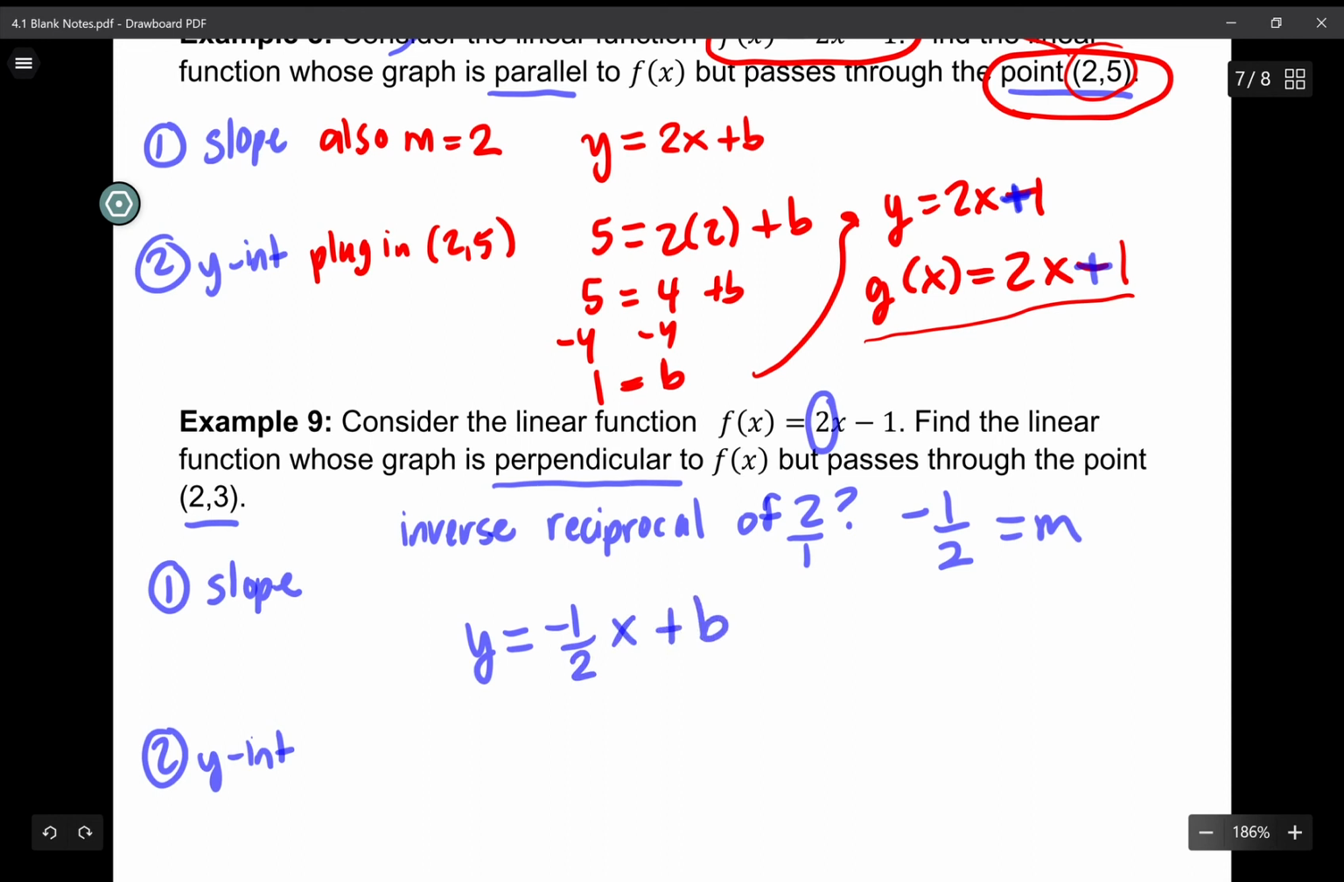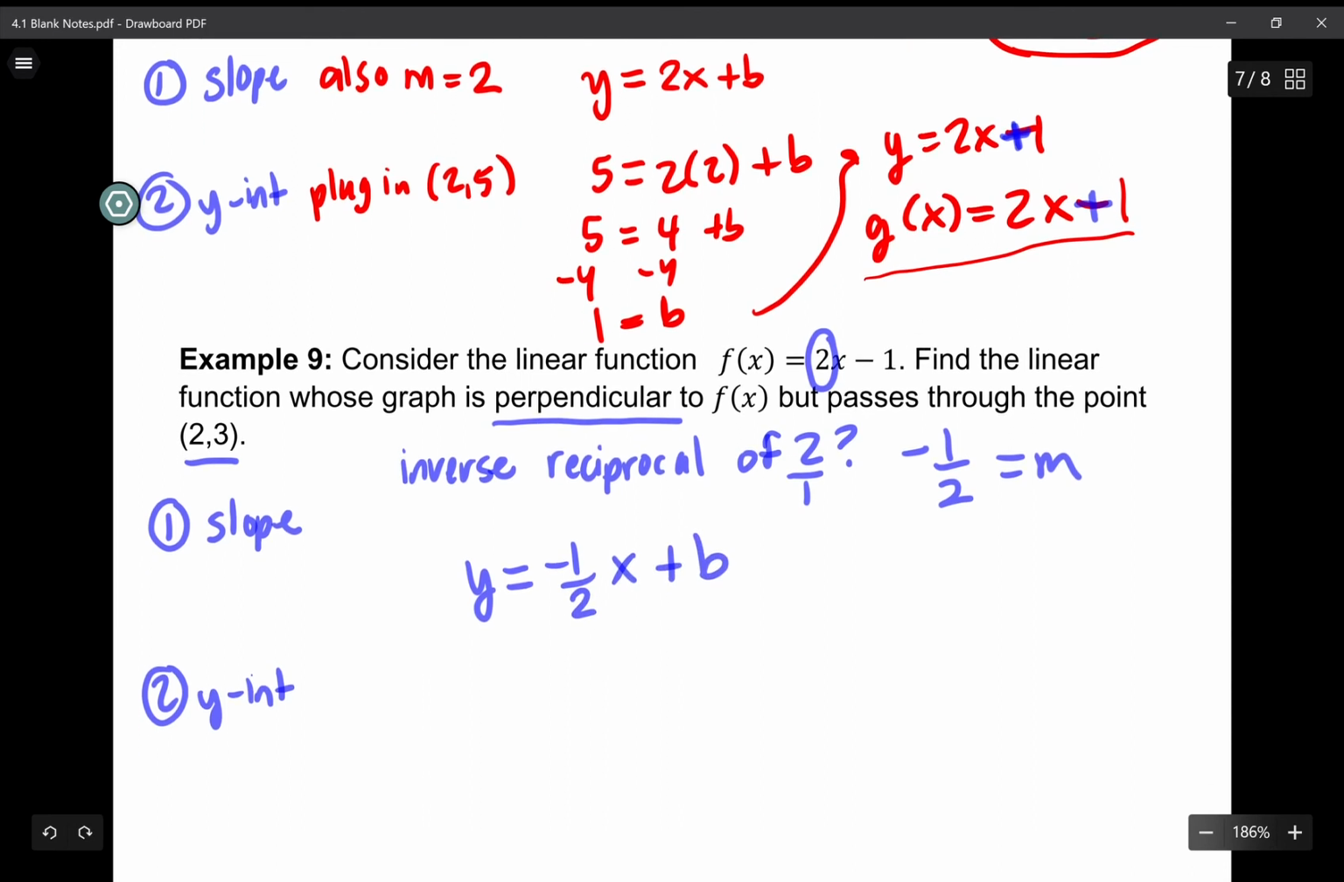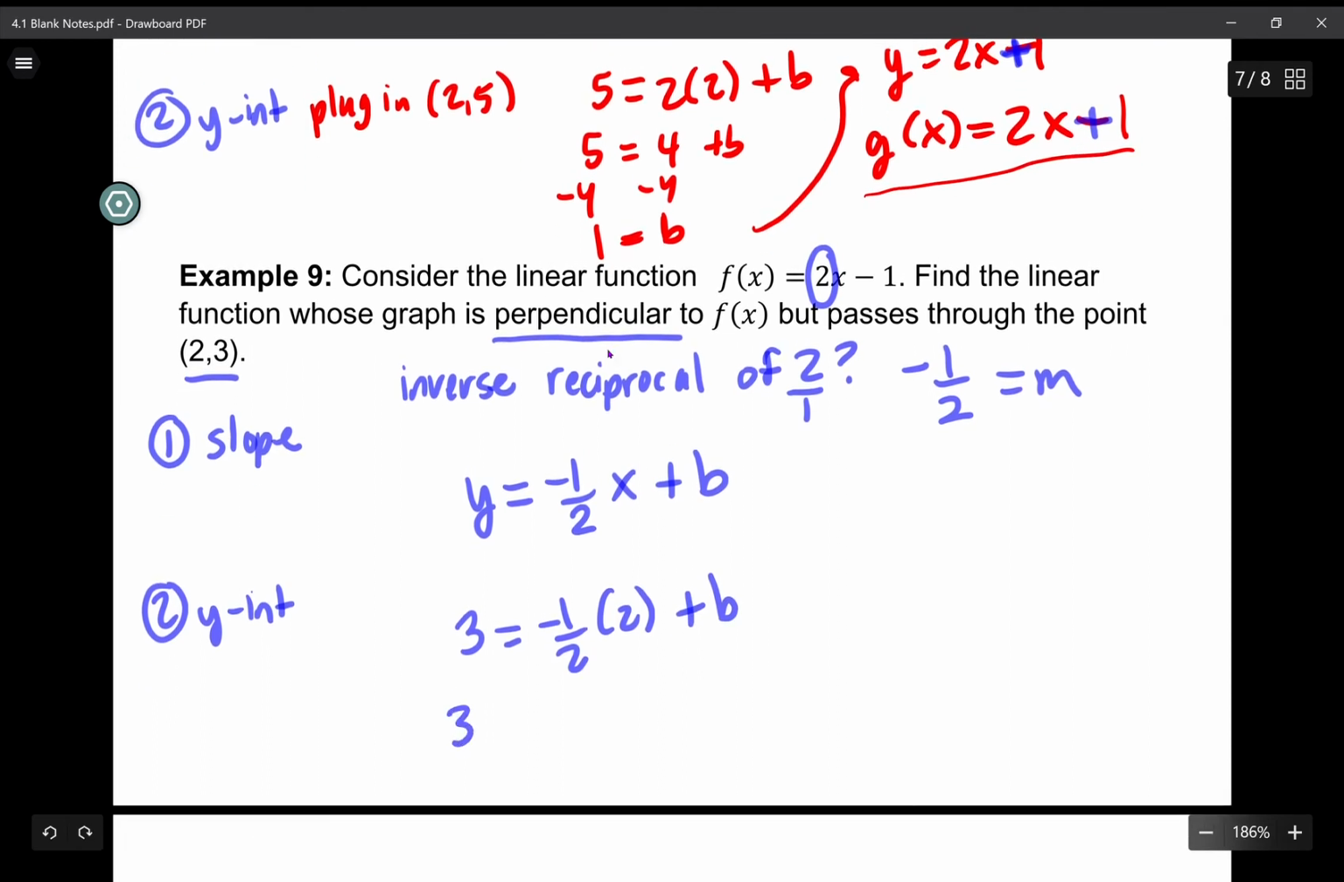All right, and now we're going to plug in the one point we know. 3 for y equals negative 1/2 times 2 plus b. So 3 equals negative 1/2 times 2 is negative 1 plus b. Add 1 to each side. 4 equals b. So y equals minus 1/2 x plus 4.